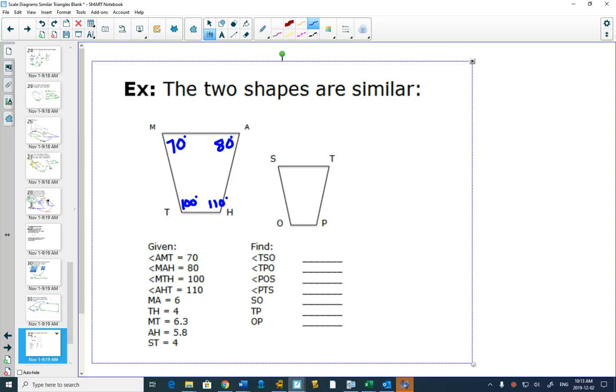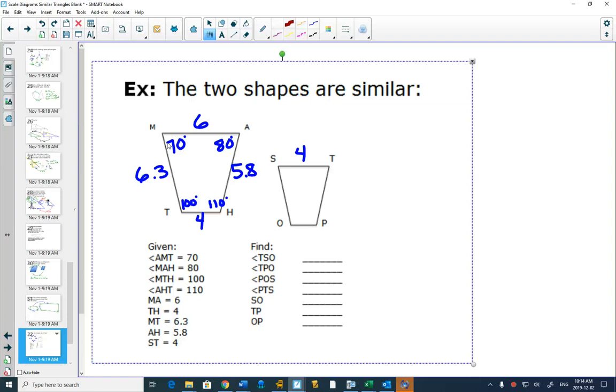Then they tell us MA is 6. That's this length right here. TH is 4. MT is 6.3. And AH is 5.8. And then they tell us one thing on the other triangle, that ST is 4. So I did all of those ones in blue because those were all the things that were given to me.